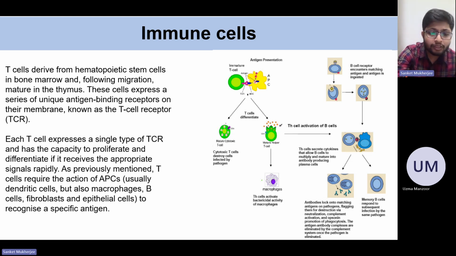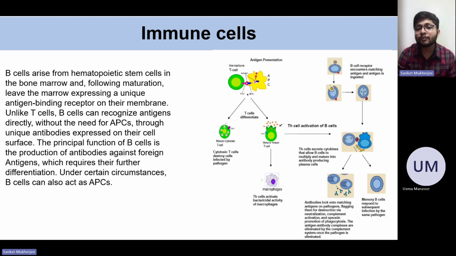That's the idea. Now, B cells arise from the hematopoietic stem cells in the bone marrow, and they follow maturation, leaving the marrow expressing unique antigen binding receptors on their membrane. Unlike T cells, B cells can recognize antigens directly. They do not require any antigen processing, through unique antibodies expressed on their cell surface. The principal function of B cells is the production of antibodies against foreign antigens, which requires their further differentiation. Under certain circumstances, B cells can also act as antigen presenting cells.